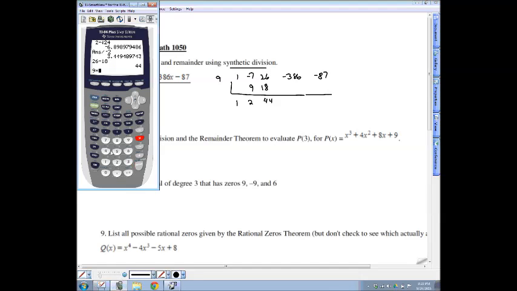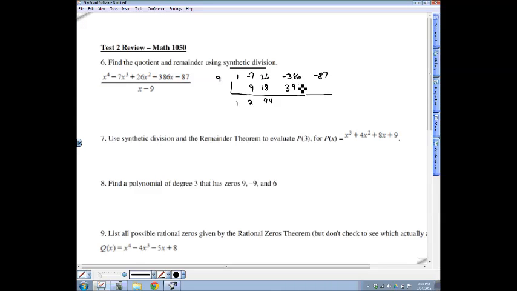44, 9 times 44 is 396 minus 386 is 10. 9 times 10 is 90. 90 plus negative 87 is 3. So that's for the quotient and the remainder. This is the remainder.